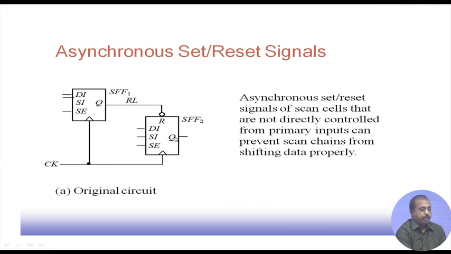We have to prevent this type of resetting, because when the patterns are shifting through these latches, it may so happen that at some intermediary point this value becomes equal to 0. As a result, this latch gets reset. So, that has to be avoided.